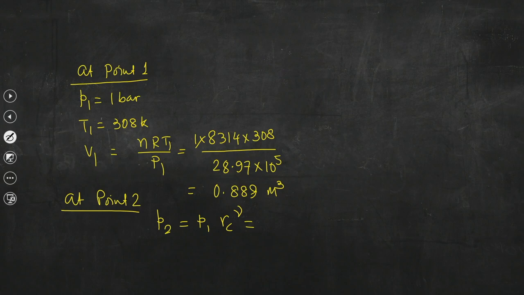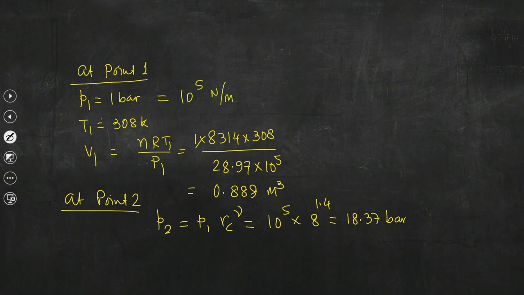If we calculate it, I am writing directly: P1 is 10 power 5, so 10 power 5 into 8 power 1.4, and if we calculate, it comes to 18.37 bar. 1 bar equals 10 power 5 Newton per meter square. So that we have calculated.